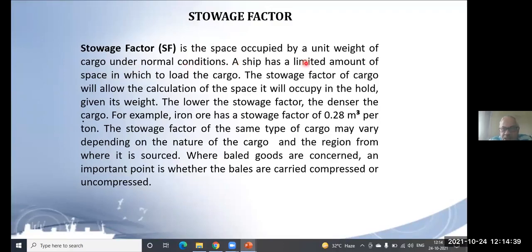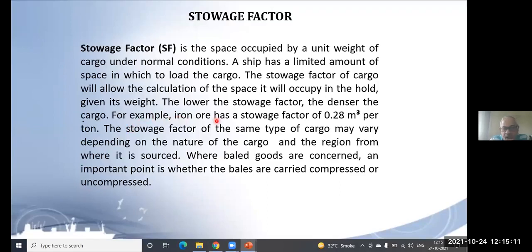A ship has a limited amount of space in which to load the cargo. Limited amount means the ship does not have unlimited space, only the cargo holds you have, and those have to be made available to the cargo. The stowage factor of a cargo will allow the calculation of the space it will occupy in the hold given its weight. The lower the stowage factor, the denser the cargo. So if the stowage factor is less, then the cargo is heavier, or denser.